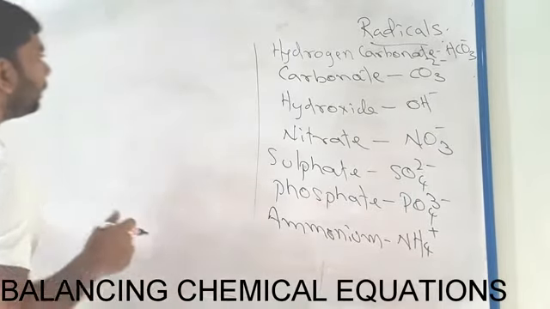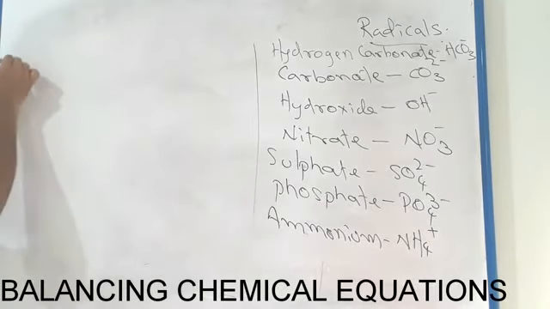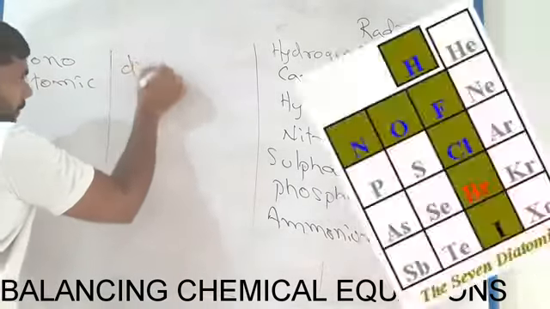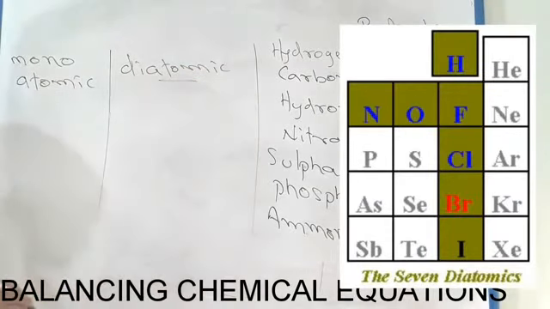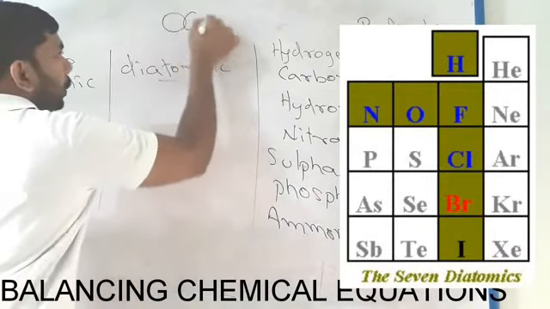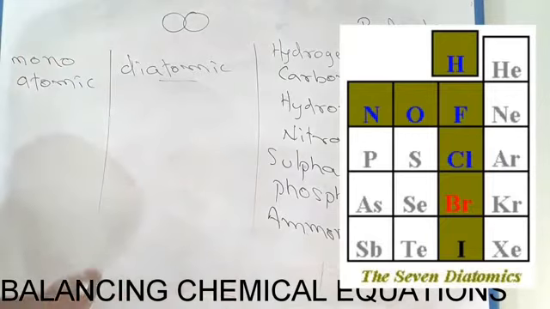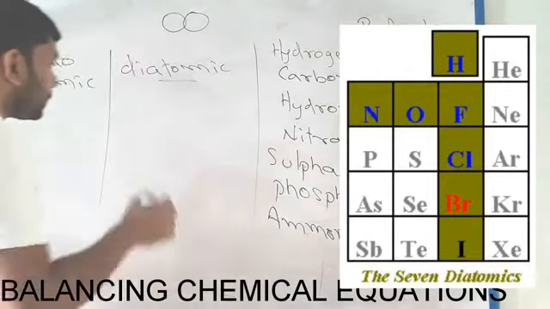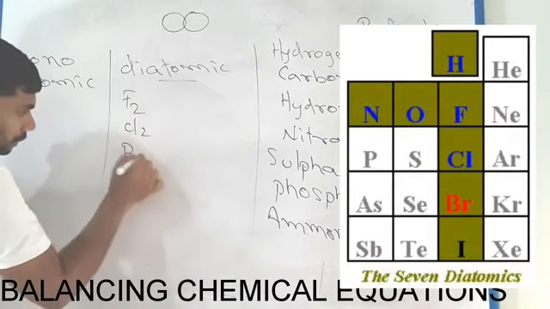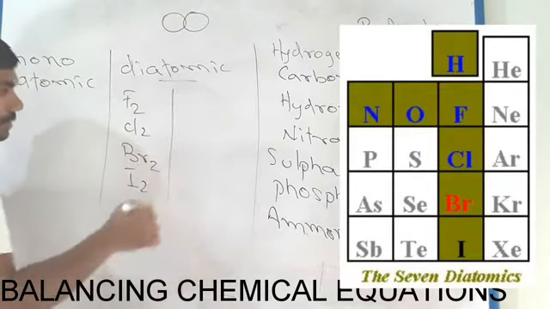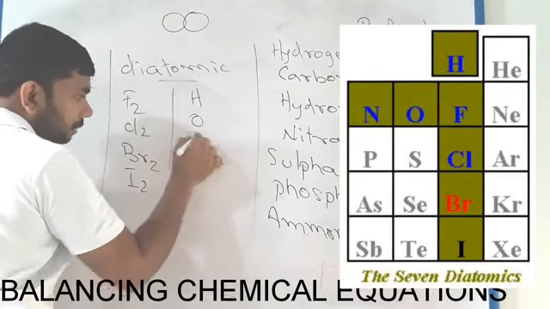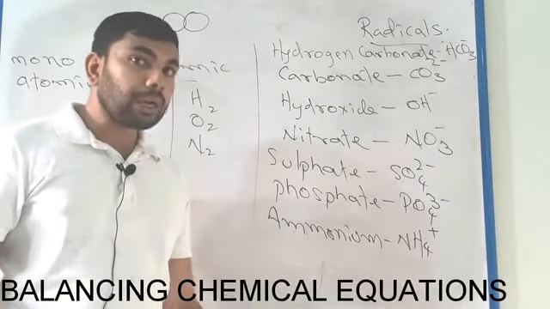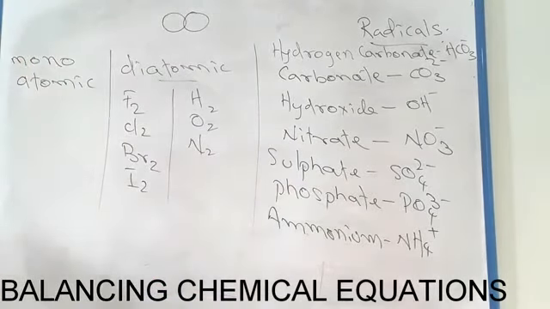Another thing you have to memorize here: monoatomic elements and diatomic elements. Diatomic elements mean two atoms joined by a covalent bond by sharing electrons. All group 7 elements in the periodic table are diatomic elements: F2, Cl2, Br2, I2. Also hydrogen, oxygen, nitrogen. All these are diatomic elements. Clear?